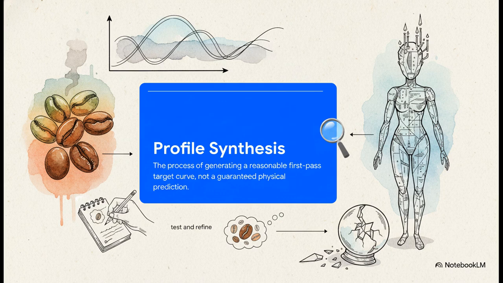Okay, this next part is super important to get. What this tool does is called profile synthesis. It's not a prediction. Look, this thing isn't a fortune teller, right? It's not going to magically know the humidity in your room or exactly how your specific roaster is feeling today. Instead, it generates a really smart, well-reasoned target. It's a hypothesis that you, the roaster, can then go and test. So you've got to think of it less like a crystal ball and more like a really smart assistant.